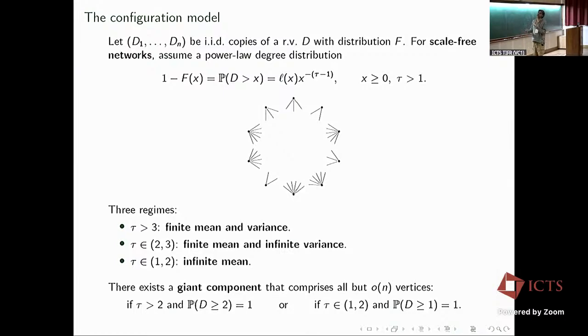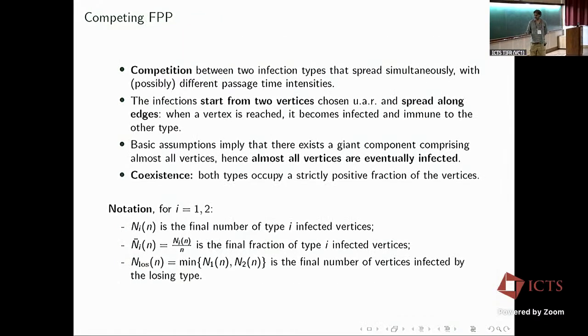But what we want to introduce now is the competition I've been talking about. So what does it mean? It means that there are two infection types. We call them sometimes type 1, type 2, or blue and red. And they spread at the same time on the network, and possibly they can have different passage times. So there is a family of passage times for type 1 and a family of passage times for type 2. They could be different. We start from two vertices, chosen uniformly at random.